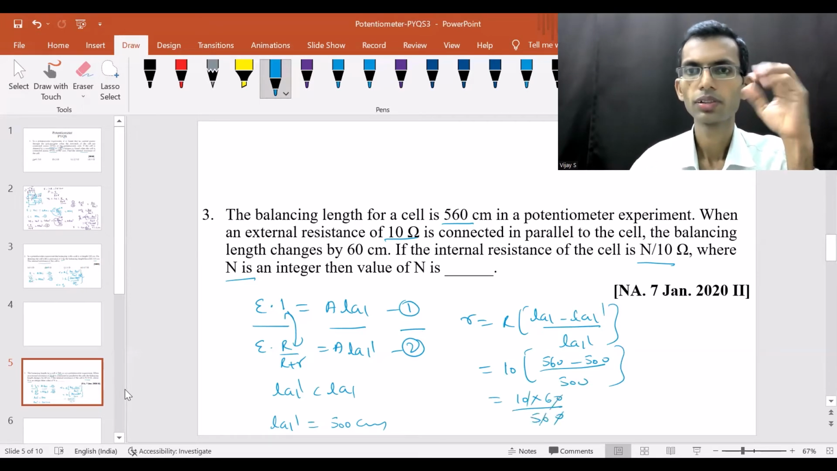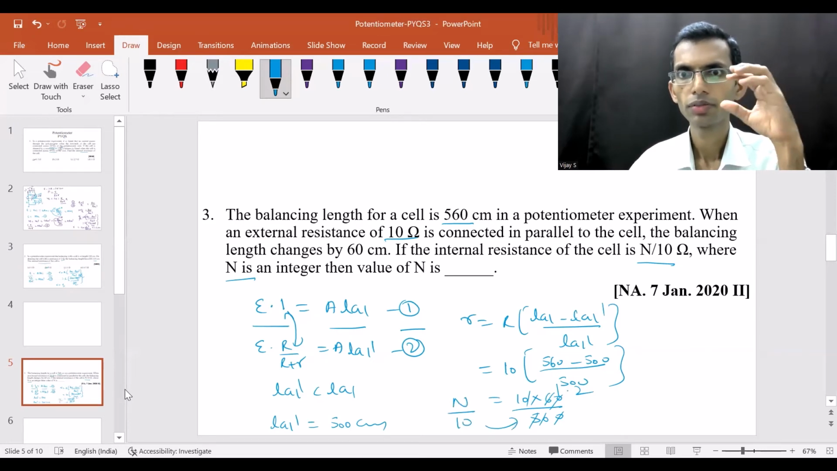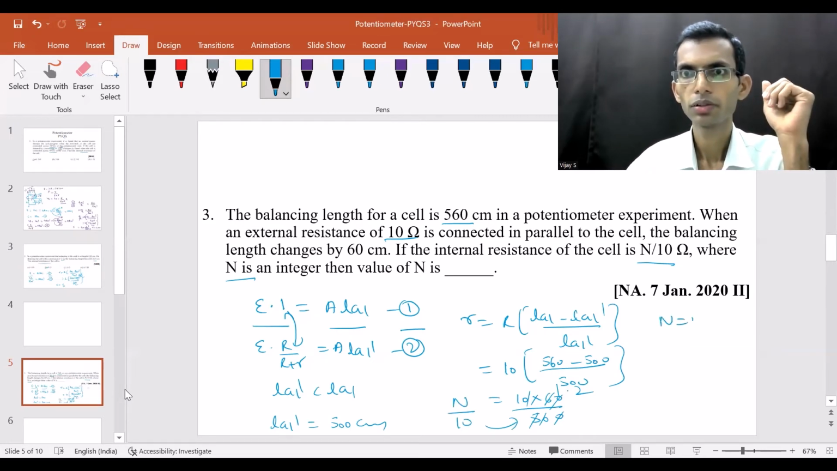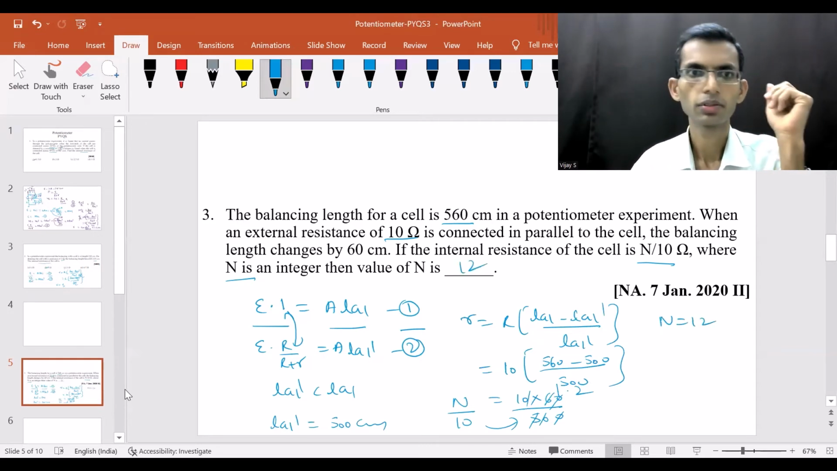So here 2 zeros cancel. So this is 1.2. Here R is nothing but how much he gave us, n by 20. So when we take 10 that side, what we are going to get? 1.2 into 10, n is equal to 12. So this is the answer. Right. Let us move to next question.